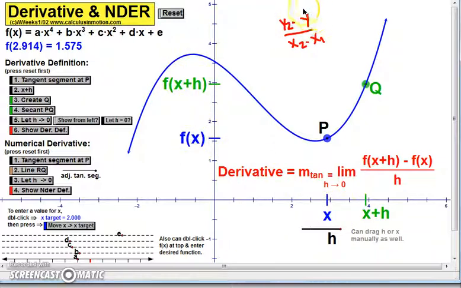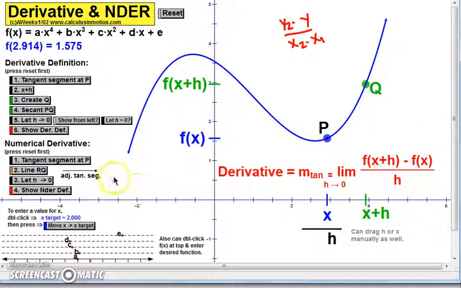So if we think about our slope formula from a long time ago, y2 minus y1. So that would be f of x plus h is y2. f of x is y1. So we have f of x plus h minus f of x. Then we have x2 minus x1. Well, x2 is x plus h, minus x. Well, x plus h minus x is going to give us just h. So this right here is our slope formula from Algebra 1.